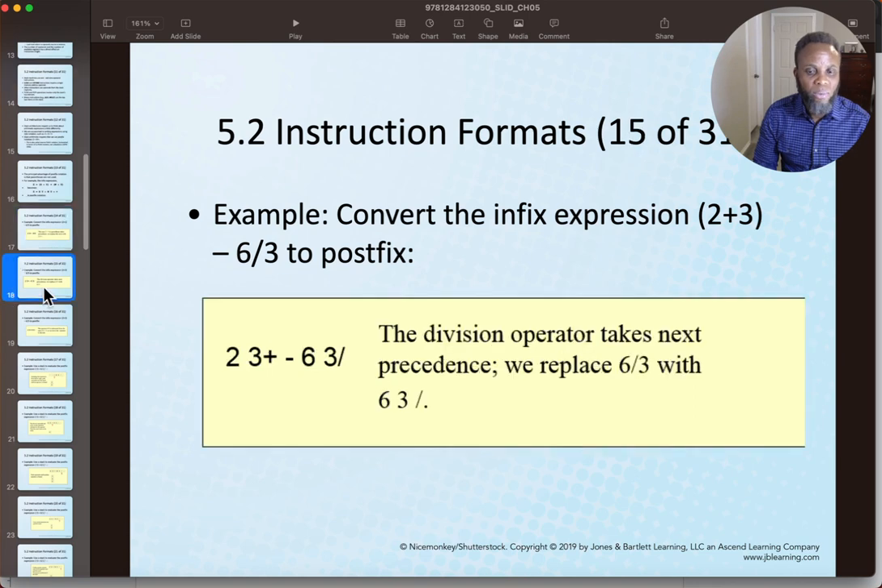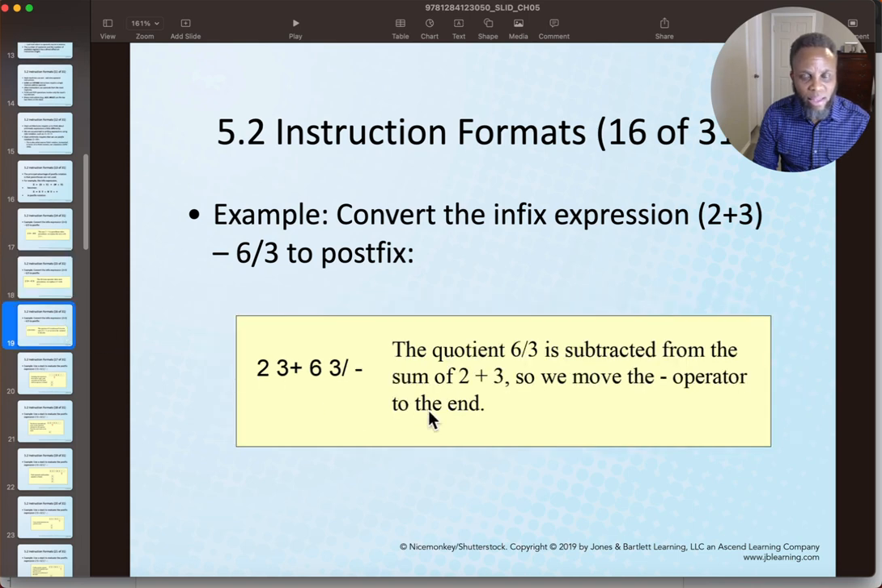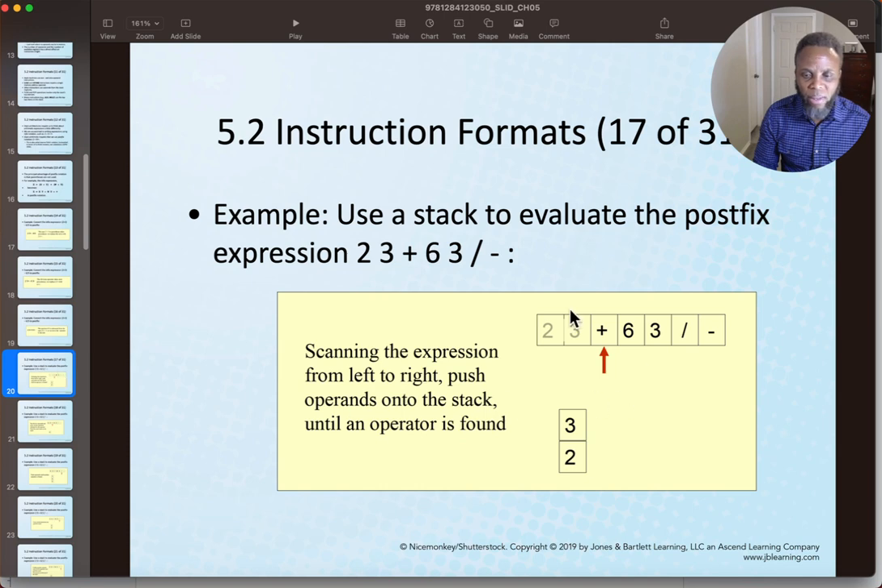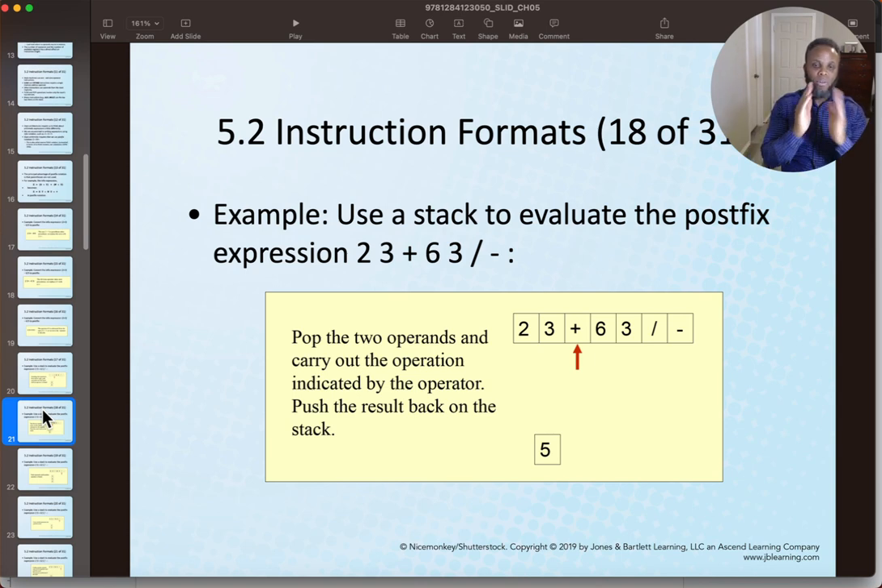And in the next one, the division takes the next precedence. We replace 6 divided by 3 like this. And then the quotient is subtracted from the sum. So we move the operator to the end, and you end up with 2 plus 3 plus 6 divided by 3. That is the opcode. These are the operands. That is the opcode again between those two expressions, and you get something like this. So if you're using a stack, you can go to this example.